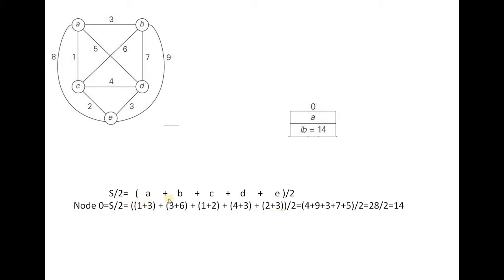So for each vertex you picked 2 least cost paths and wrote them here. Now you find the sum of all these n numbers. The sum is 28 here. Then divide by 2. The value is 14, and 14 is the lower bound value for node number 0. Next, we are going to explore the next level nodes in the state space tree by using the branch and bound technique. Let's see.